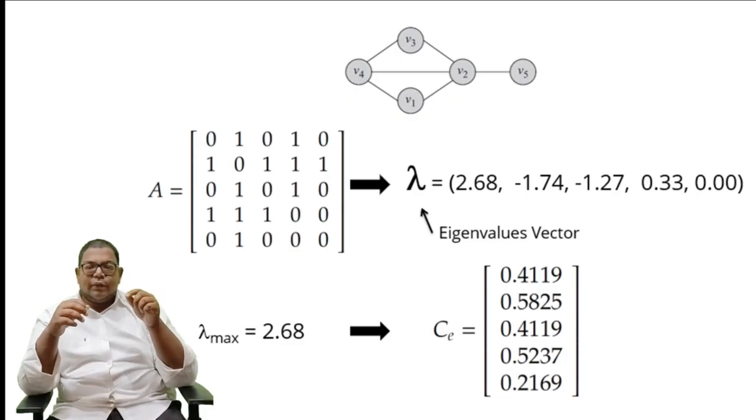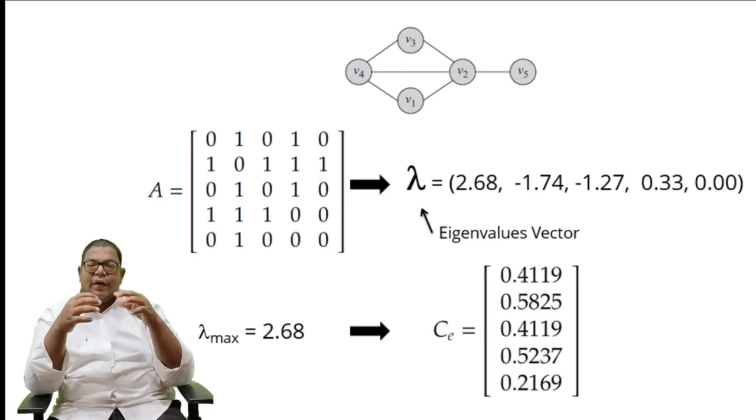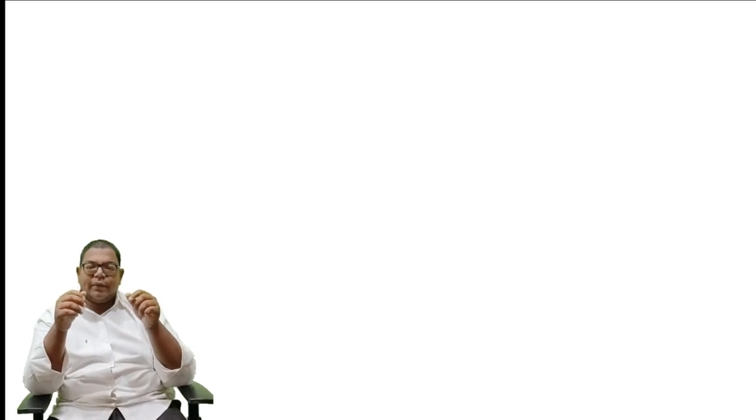Our lambda values here are 2.68, minus 1.74, minus 1.27, 0.33 and 0.00, and we have to choose the highest eigenvalue here, which is 2.68. With this largest lambda value, we have got the centralities as shown here. To ensure positivity of centrality values, we use the highest eigenvalue. The Perron-Frobenius theorem guarantees that for matrices with positive entries, the principal eigenvector has positive components.